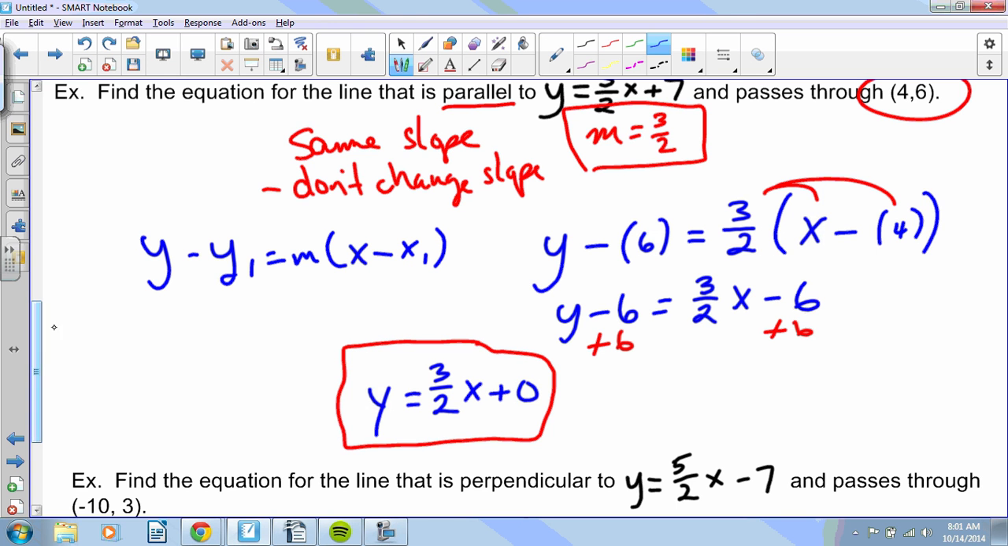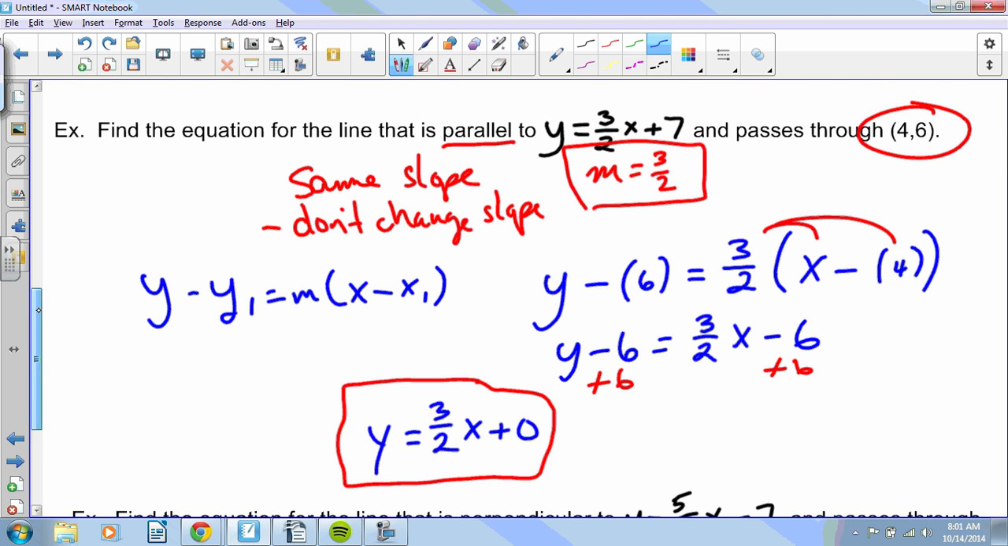So if I look to do a double check here, remember, parallel lines, same slope, different y-intercept. So the slope here is 3 over 2, the slope here is 3 over 2. So they have the same slope. That's good. Is my y-intercept different? It's 7 here, it's 0 here. Sure is. There is my parallel line. Okay, that's what's going to work for us.